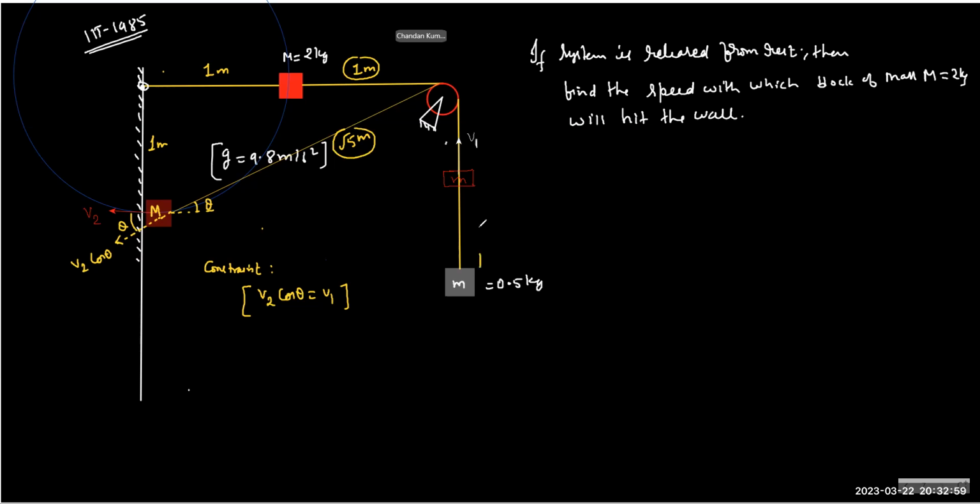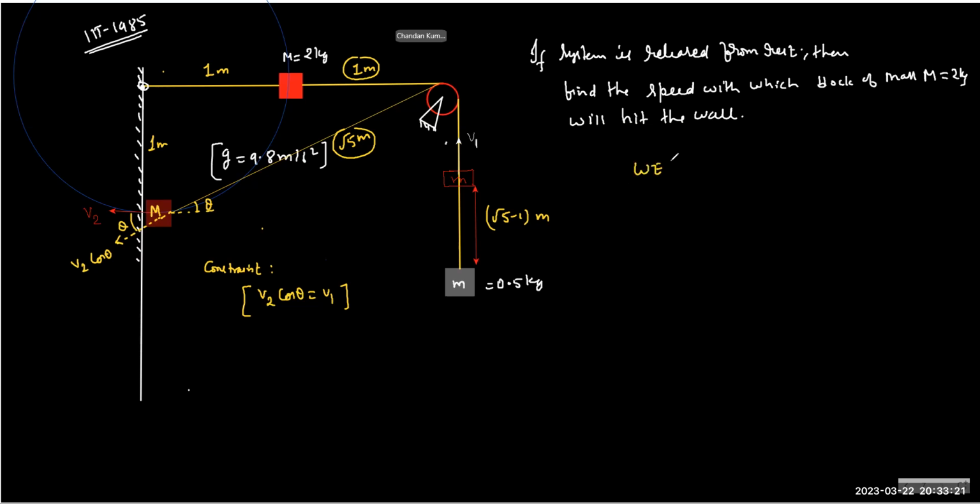What is the ascent? Can you guess the ascent? Anyone? So what is the ascent of the small block while you hit? Root 5 minus 1. Correct. So this is okay, so many things.